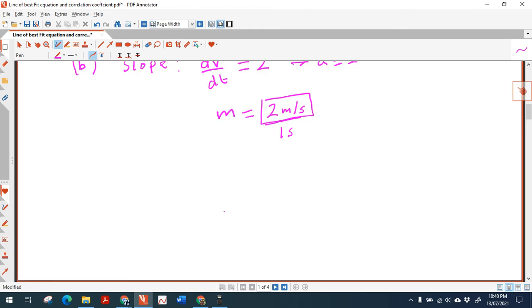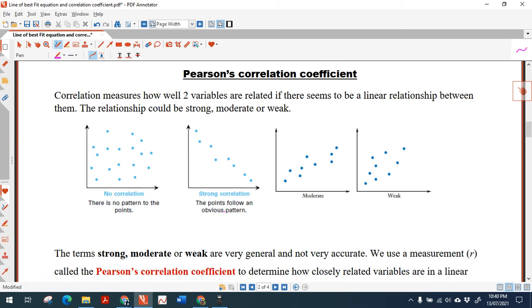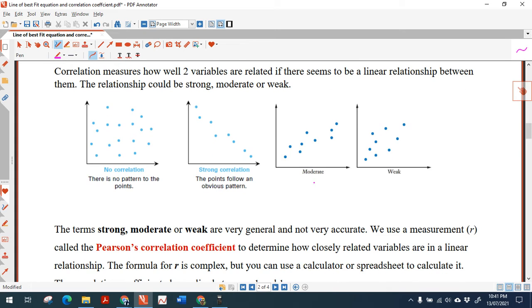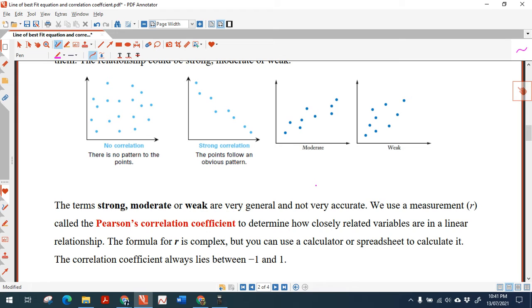All right. Now let's have a look at something called Pearson's correlation coefficient. We've looked at correlation using certain terms like strong, moderate, and weak. So the correlation measures how well 2 variables are related if there seems to be a linear relationship between them. And we've used strong, moderate, weak, or no correlation, for example. Now, these are general terms. We want to associate some sort of mathematical number to those. So we use a measurement called Pearson's correlation coefficient.